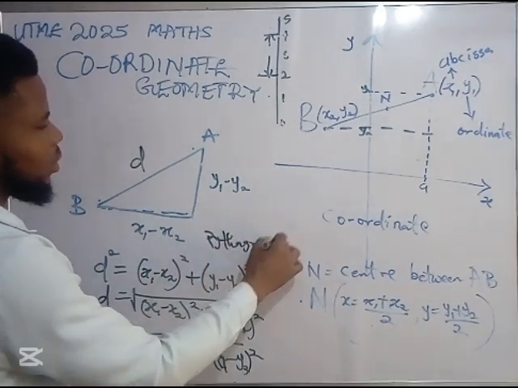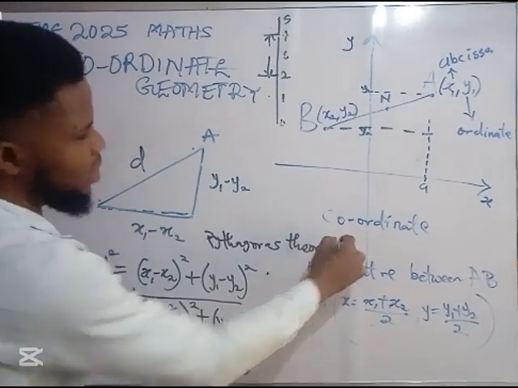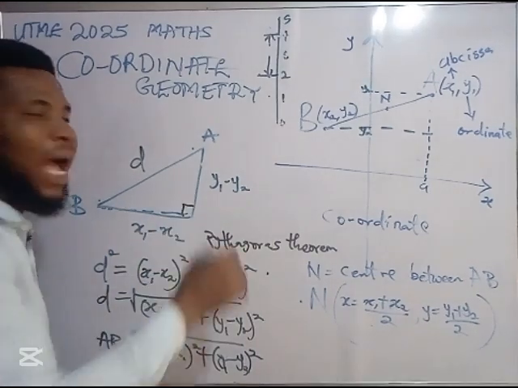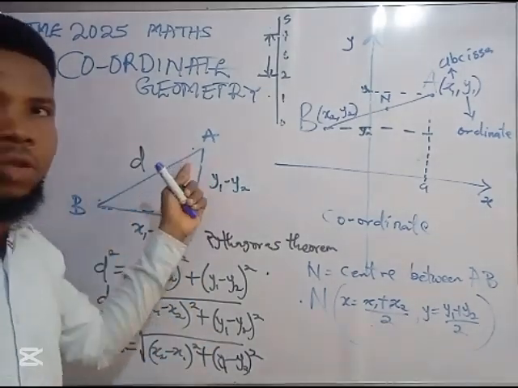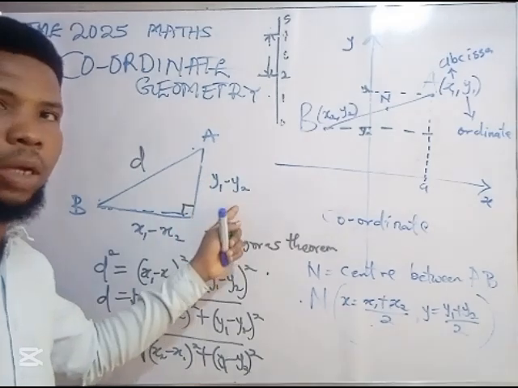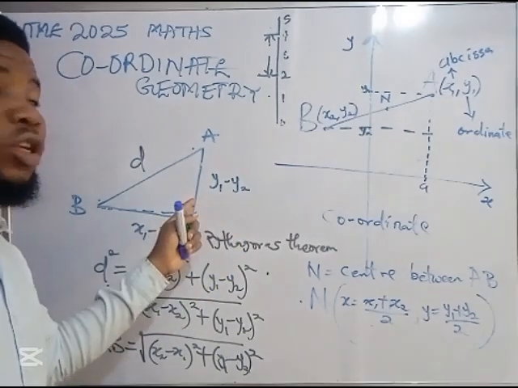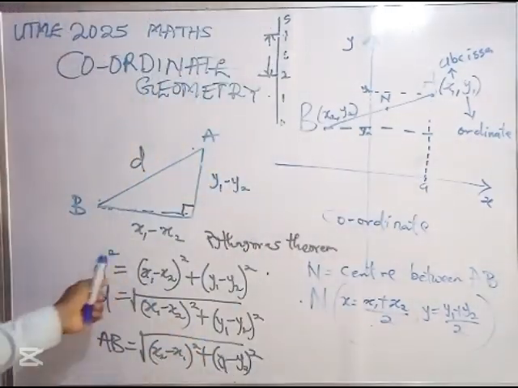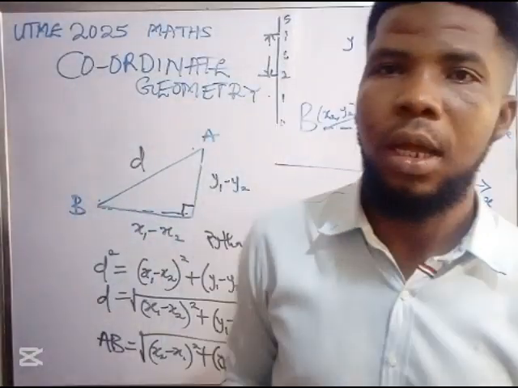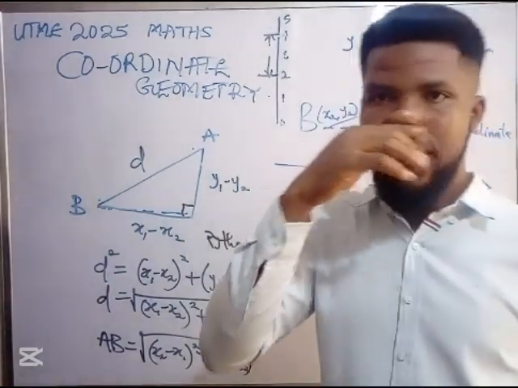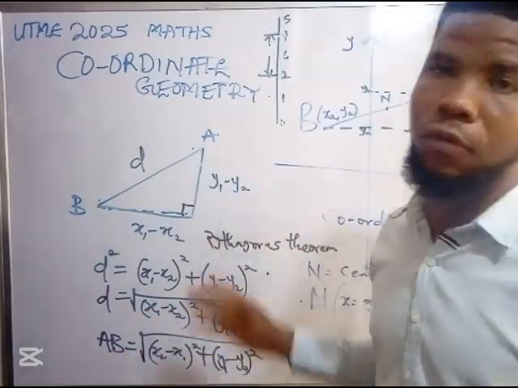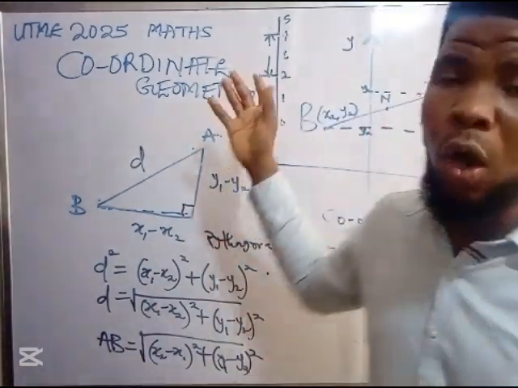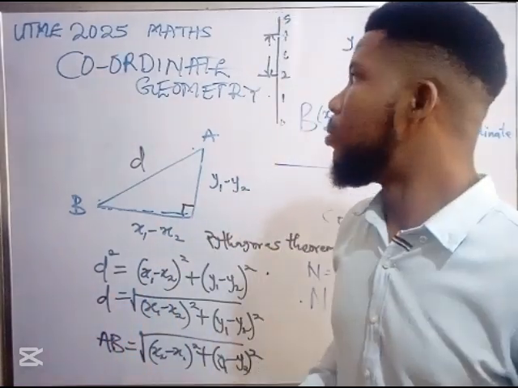Pythagoras theorem, okay? So, what is Pythagoras theorem? The theorem is used to solve triangles. That is, in a right angle triangle, the square of the hypotenuse is equal to the sum of the square of the opposite and the square of the adjacent. I think you understand all this. So these are two important formulas you need in solving coordinate geometry.